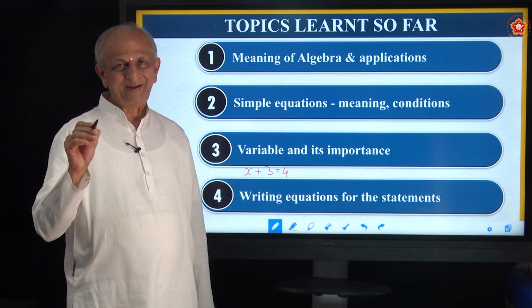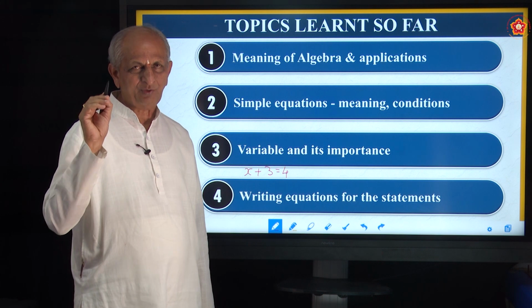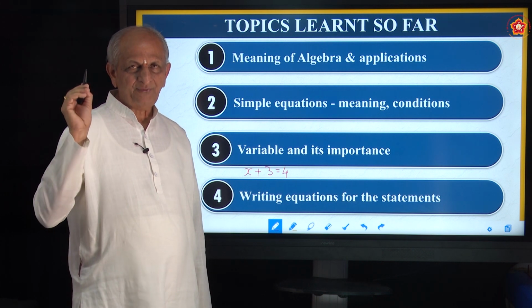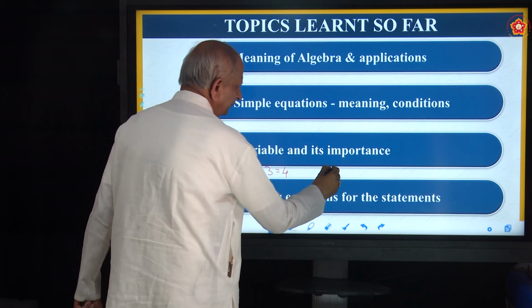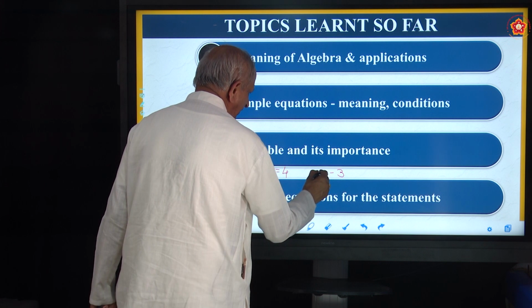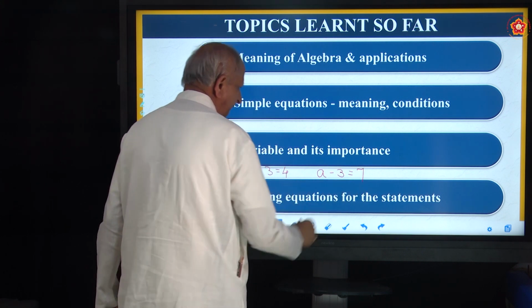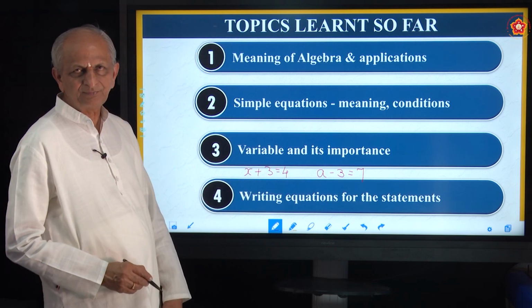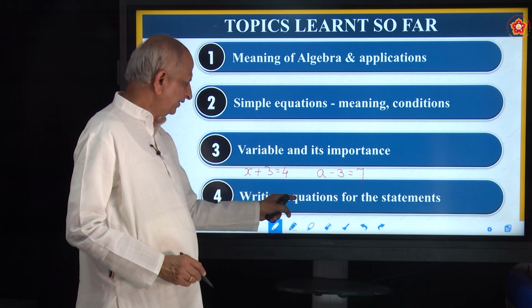So, if a statement is given, you must know how to write the equation. To give one more example, if 3 is subtracted from a number, the answer is 7. So, let the number we call it as, say, A. 3 is subtracted means minus 3. So, 7 is the answer. That is how you write equations.